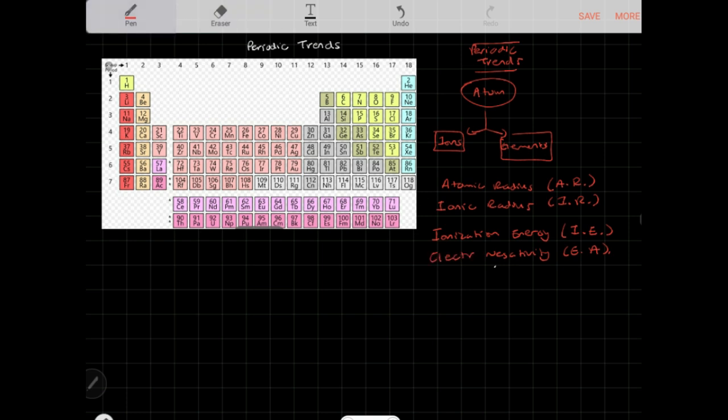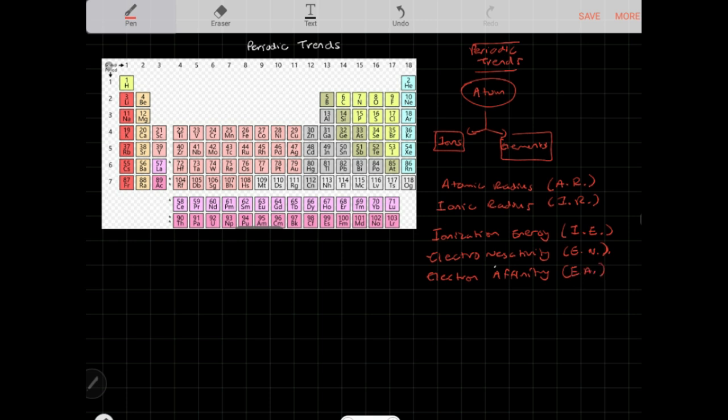So the electronegativity here is basically the attraction of a positive nucleus to a set of electrons. So it's how strongly the nucleus will attract electrons, or how strongly an atom will hold its electrons. And we'll also look at another concept called electron affinity. So we're going to call this, for electronegativity, I should have said EN. Sorry about that. EN for electronegativity, and EA for electron affinity.